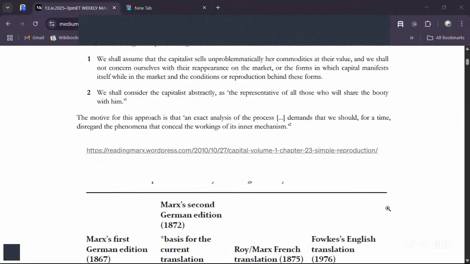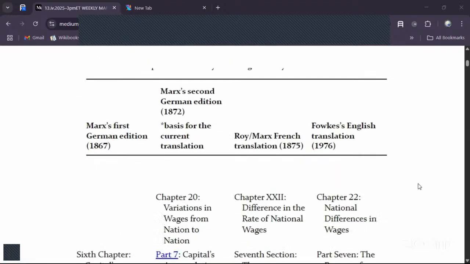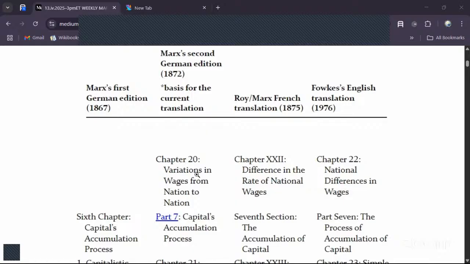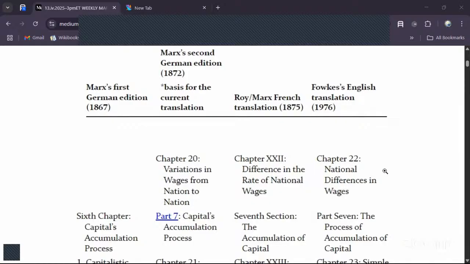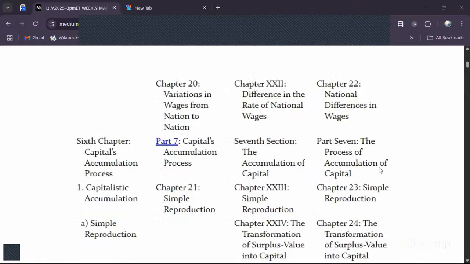Note that that's a description for chapter 23, because, as the table in the 2024 Volume 1 translation indicates, you need a table to see the differences, and so 20 is 22 in the more recent English translations, like the Penguin edition. And so we're looking at 20 and 21.